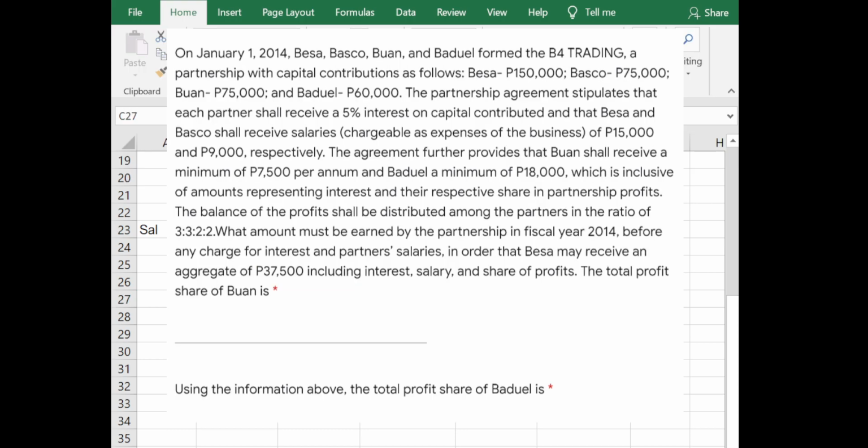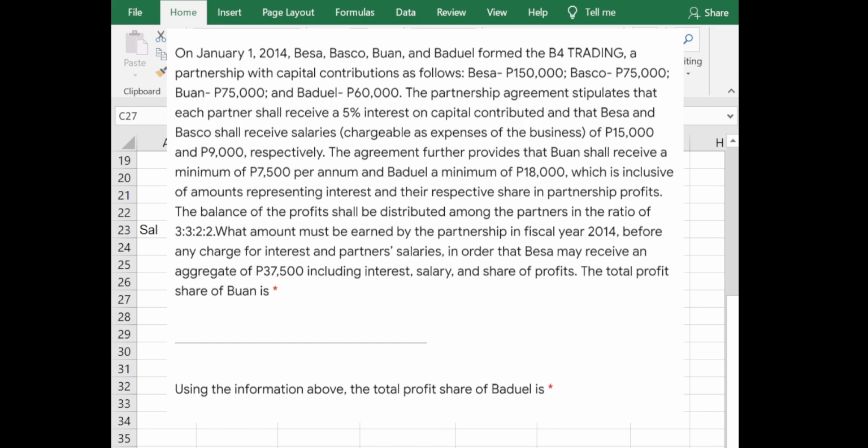So, for our last problem, we have, I think, 2 requirements here. On January 1, 2014, Besa, Basco, Buan and Badwell formed the B4 Trading, a partnership with capital contributions as follows. So, ano ba yung question? Dun tayo sa question agad.